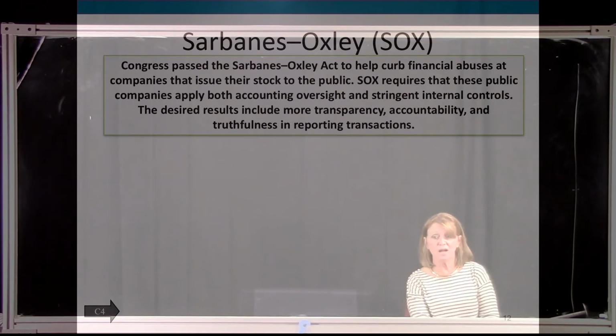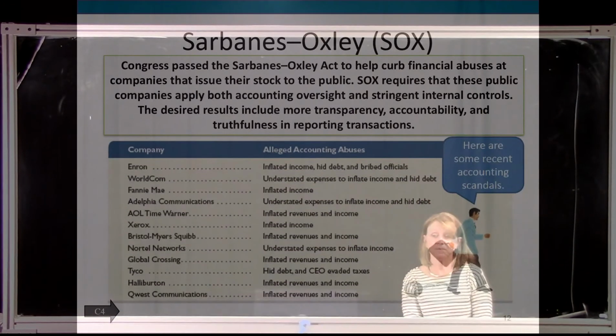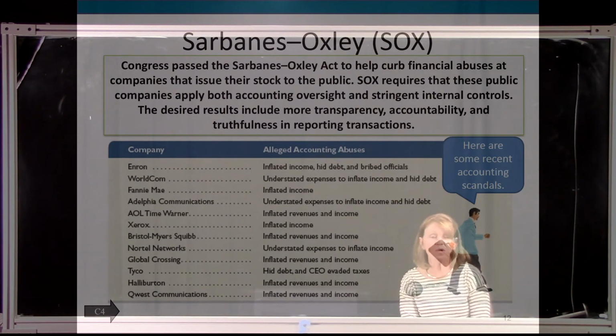Sarbanes-Oxley is a law that was passed to curb financial abuses at companies that issue stock to the public. This law was passed about 15 years ago. SOX will come up over and over again in your business classes, and it's just a way to keep companies honest and to make sure that there's oversight, that there's transparency, accountability, and truthfulness in reporting.